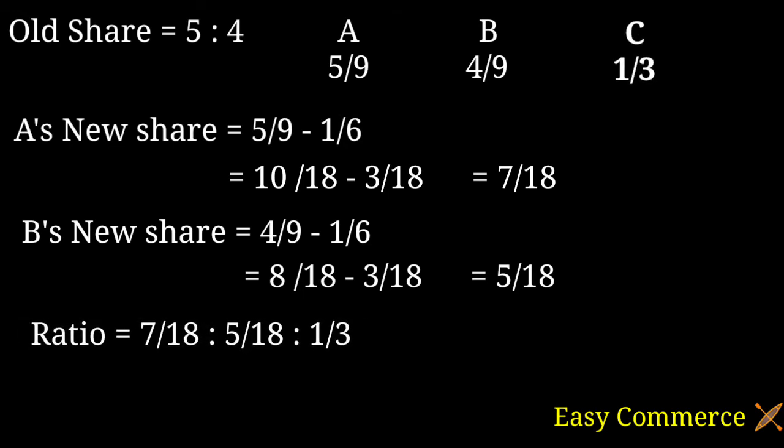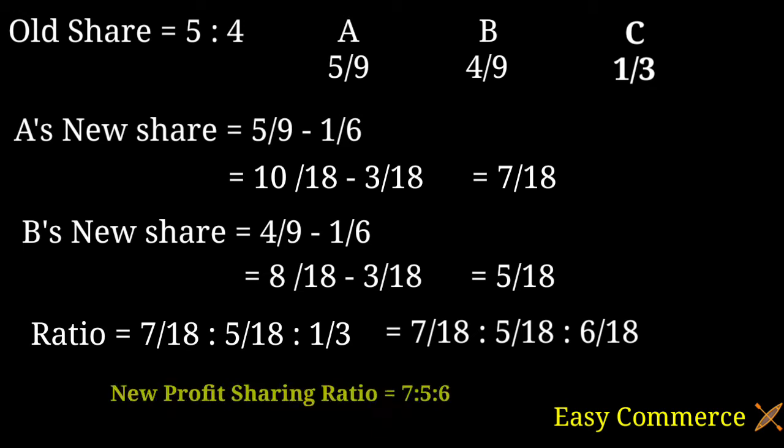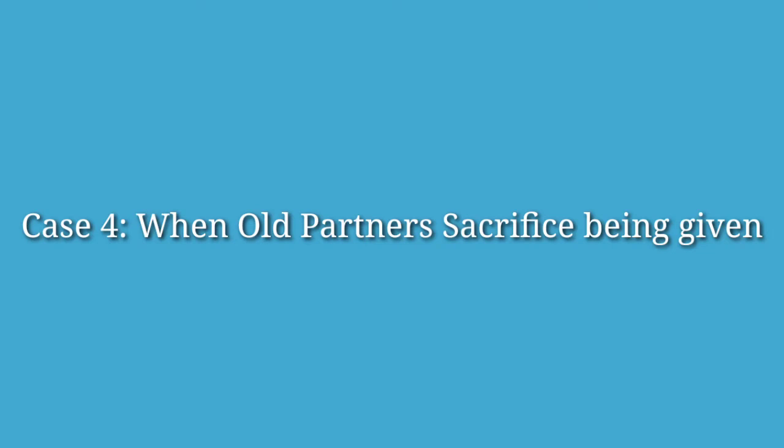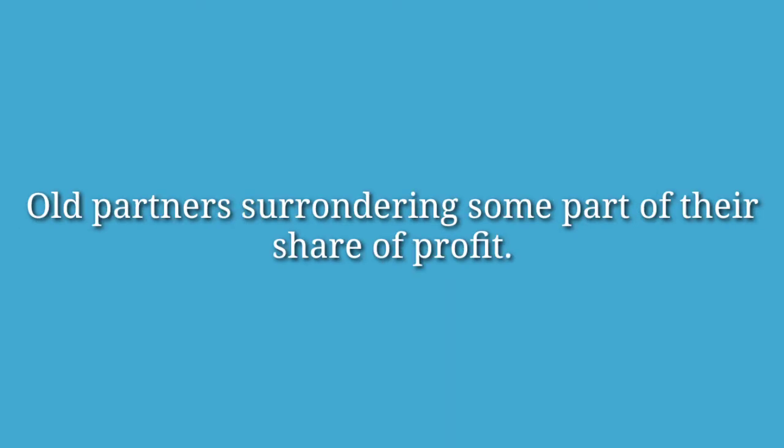Here also the denominator is not common, so first calculate the LCM. Here the LCM is 18, so we can write 7/18 is to 5/18 is to 6/18. Therefore, our new profit sharing ratio equals 7:5:6. This is the case when the existing partners surrender a particular part of their share of profit.